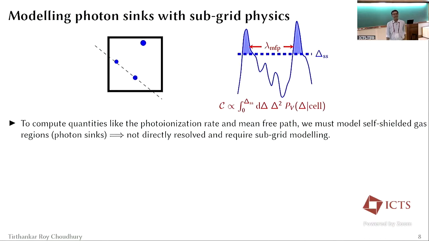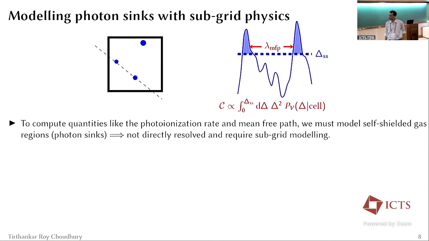The most recent enhancement is the subgrid modeling of photon sinks. Basically, if you want to compute quantities like the photoionization rate and mean free path, where now we have measurements coming from Lyman alpha absorption spectra, we have to find ways to model these sinks, and they are essentially dominated by the self-shielded gas in these ionized regions. These, of course, will never be resolved in the kind of low resolution simulations we are running.